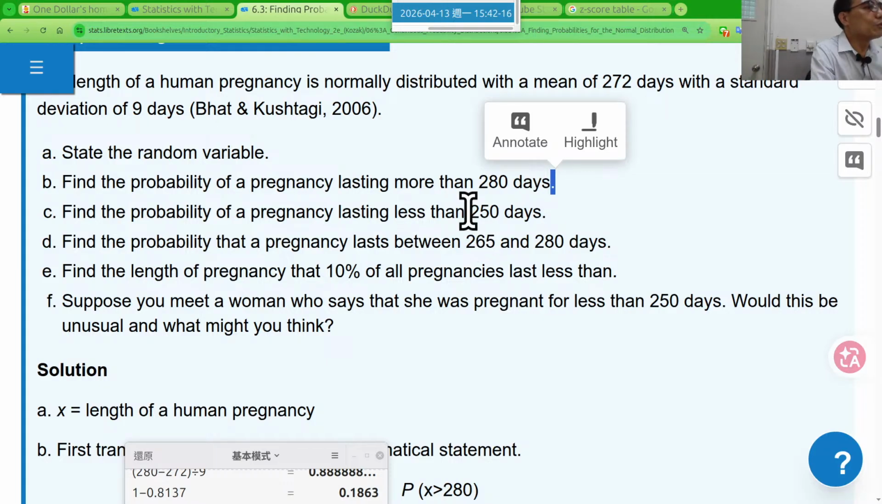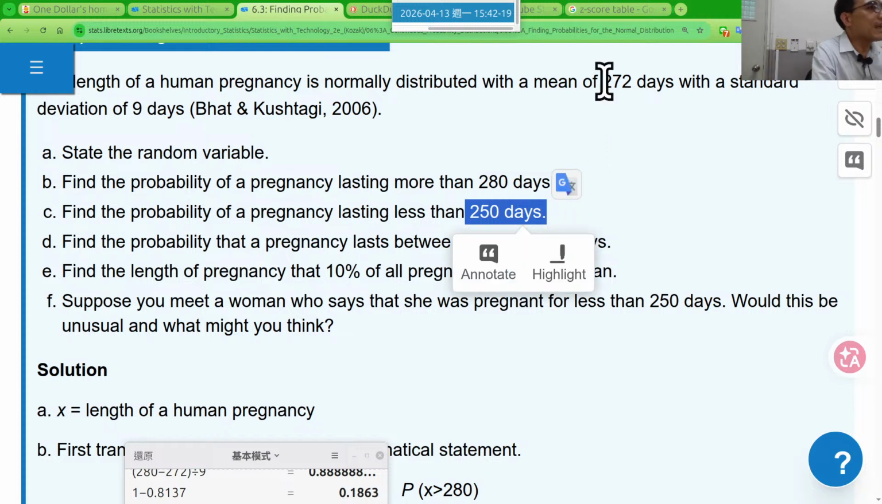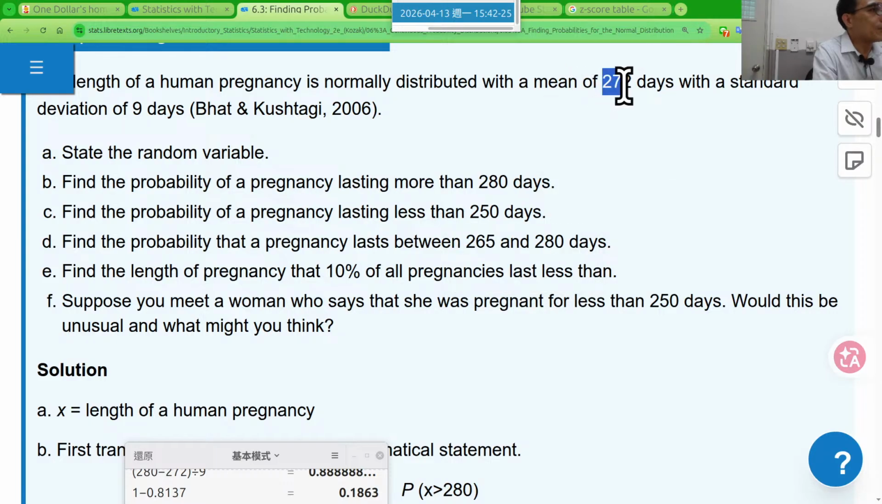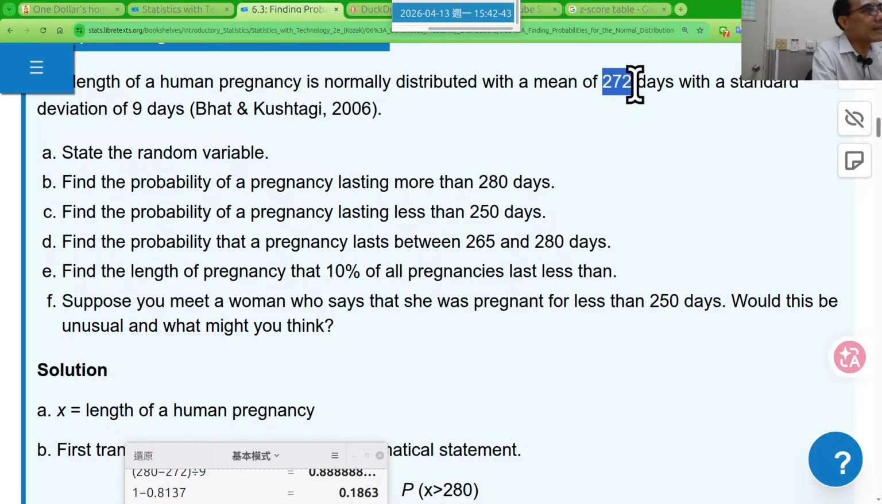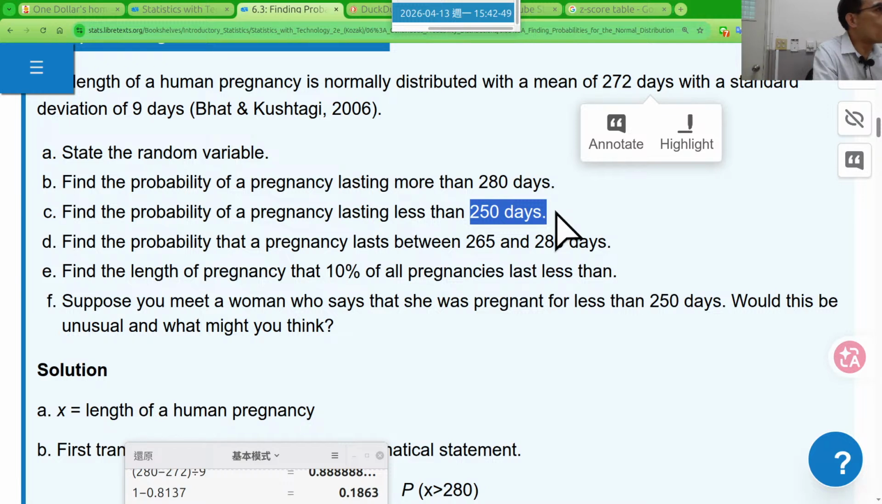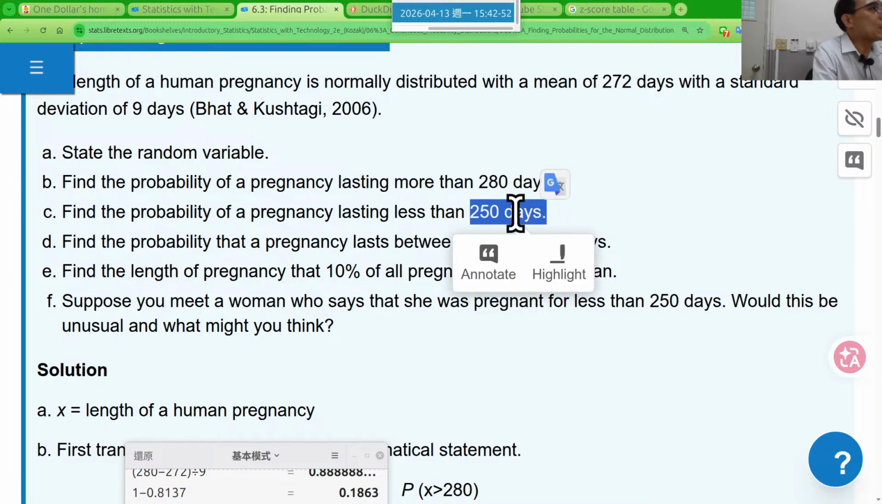We know 250 is below the average. One standard deviation below the mean would be 263, and the second standard deviation, with 9 days, would be 254 days. And we know 250 is smaller than 254. It means it is more than 2 standard deviations away from the center. Very, very small. The probability is very small.